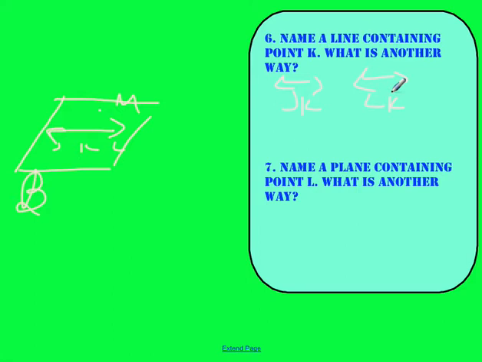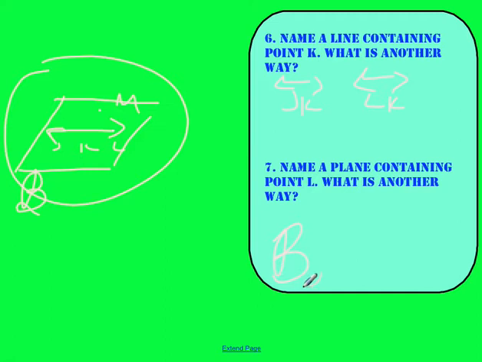It says name a plane containing the point L. Well, this entire plane contains the point L, so we could name it capital letter B. We could also name it with three points on the line, which are J, K, and L. So we could call it plane JKL. We also could include M if we wanted to and do KLM, just like the airline. So that's another way that we can do that.